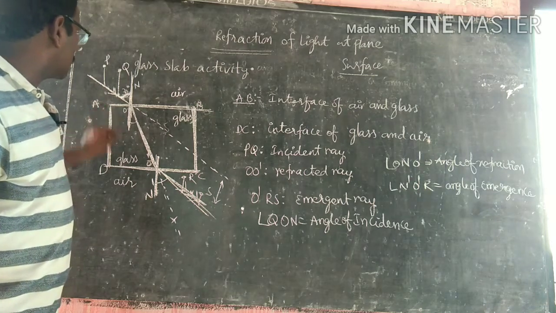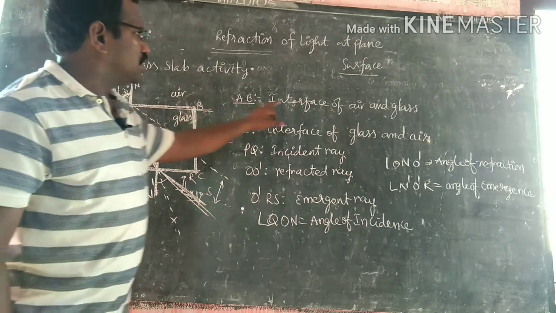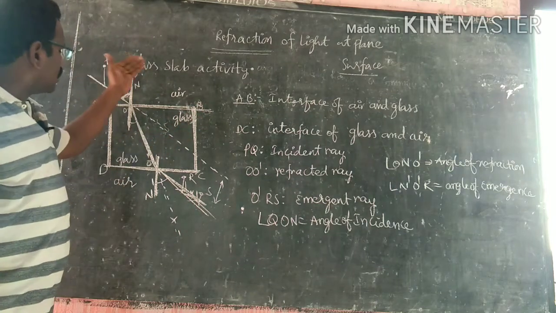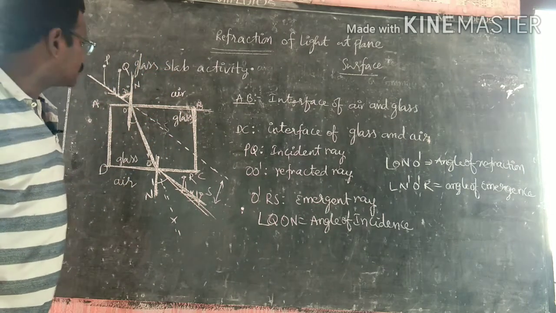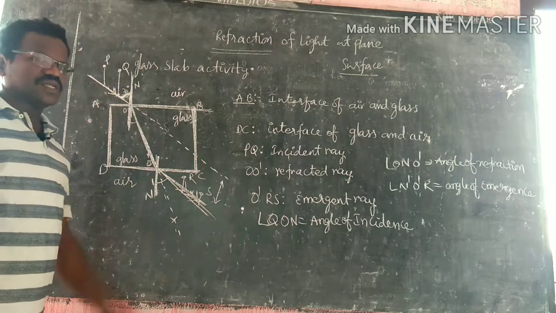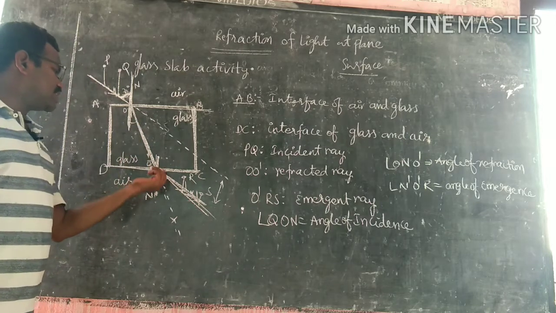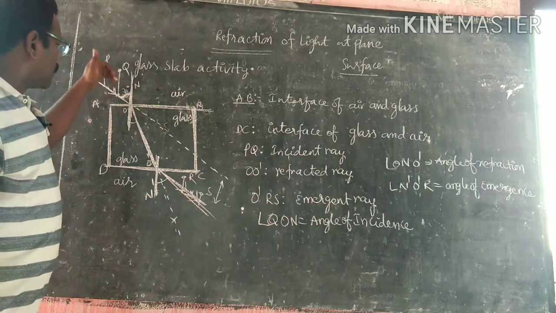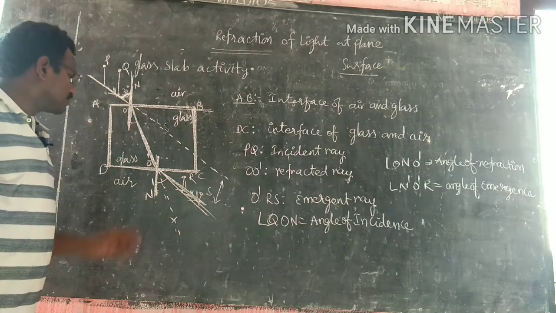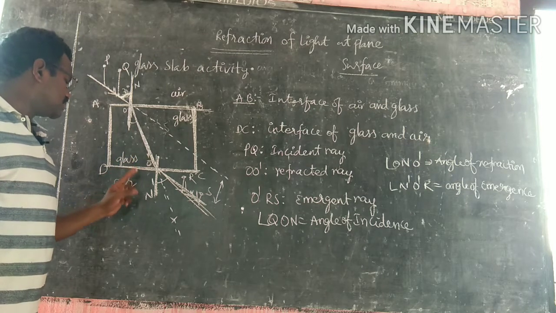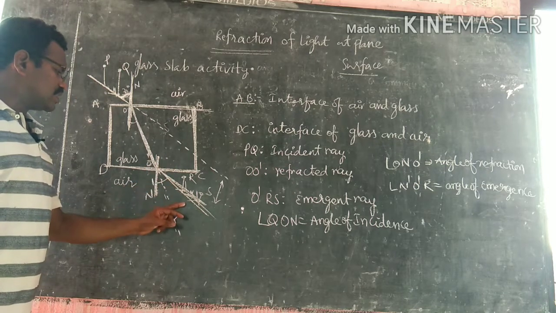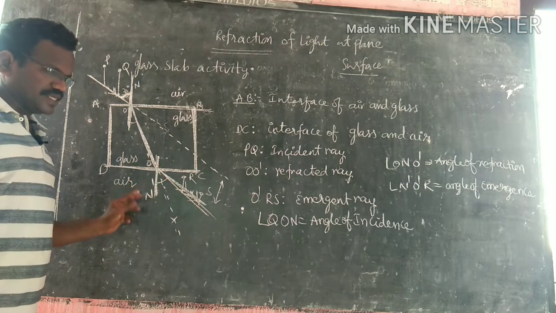In this concept, AB is the interface of air and glass, meaning the light ray is coming from air to glass. After entering the glass, if you observe, instead of traveling in a straight line, it is deviated from its path. Once again, at the glass and air interface, instead of traveling in a straight line, it is deviated from its path, that is from glass to air.